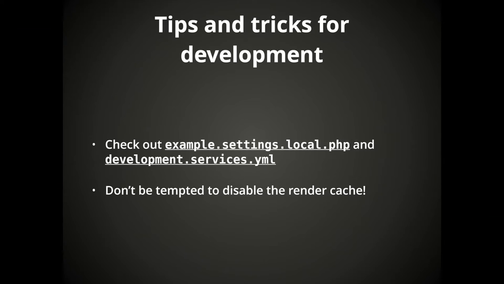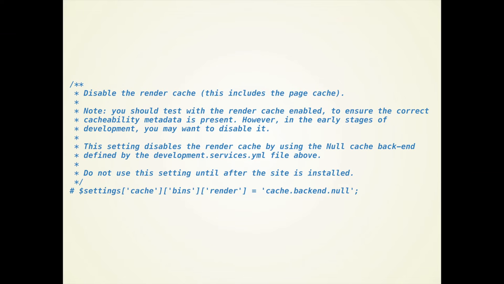Another thing you want to do is check out the example.settings.local.php in the sites folder and the development.services.yaml file, which is in there. It has some very cool features that you can use to debug this. But in there is also another setting that says just completely disable the render caching, and it says you may want to use this for development purposes. It looks something like this, but note it says do not use this setting until after the site is installed.